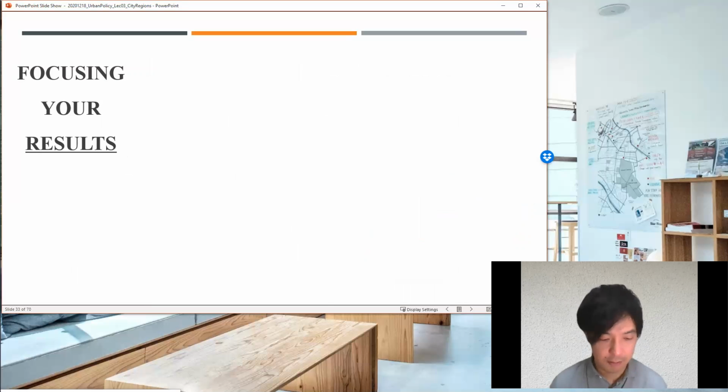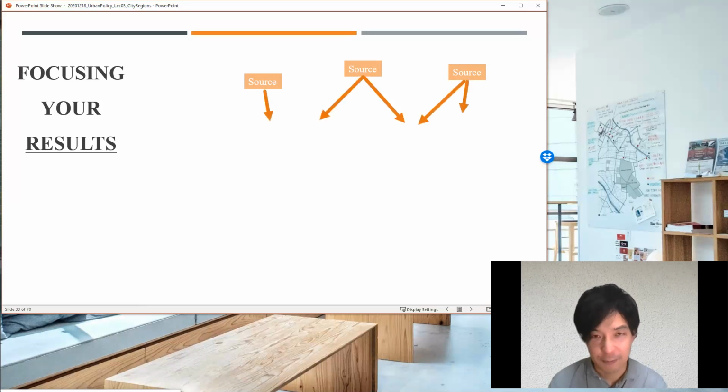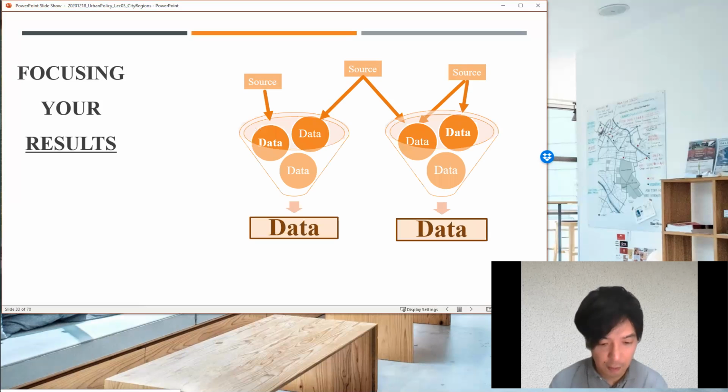Focusing your results is another important thing. You should focus on one or two things, okay? Let me explain why. You probably get many sources and you read many sets of data, hopefully. So from these sources, you will get so many data, so various data.